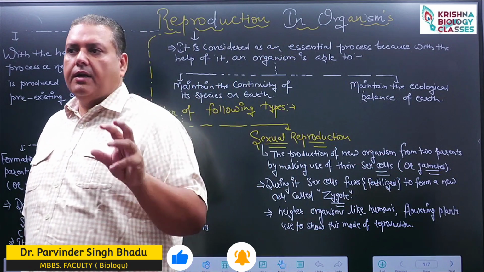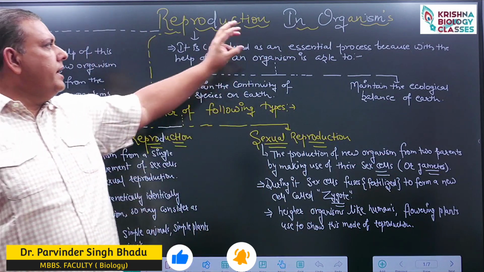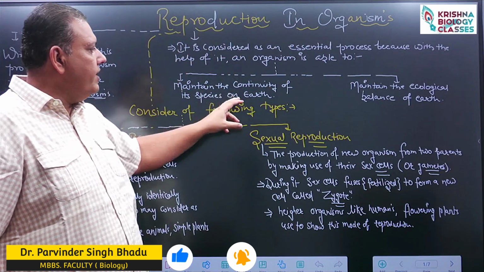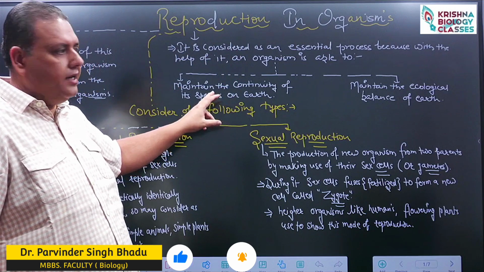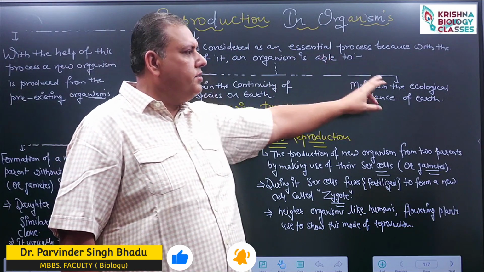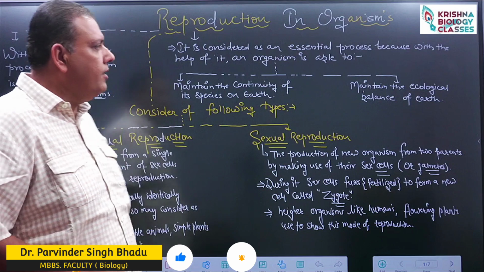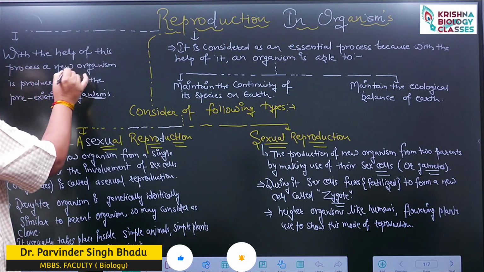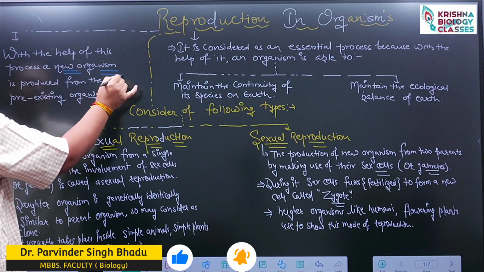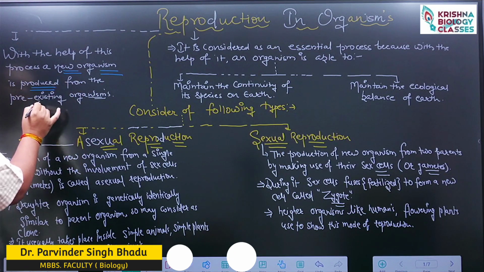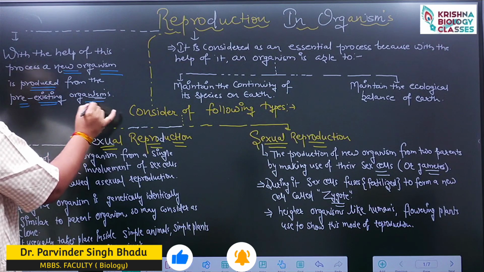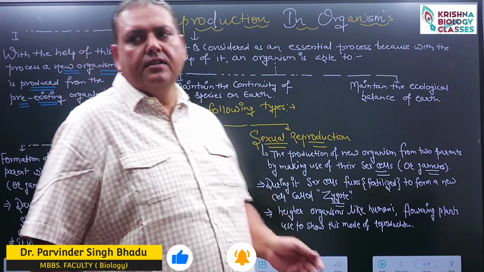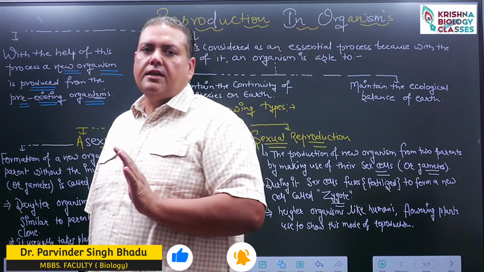So the very first thing about reproduction, we used to say it is an essential process. With the help of this process, an organism is able to maintain the continuity of the species on the earth, and it also helps to maintain the ecological balance. So in simple words, with the help of it, new organisms are produced, and they are produced from the pre-existing organisms only. So reproduction is a process in which new organisms are produced from the pre-existing organisms only.